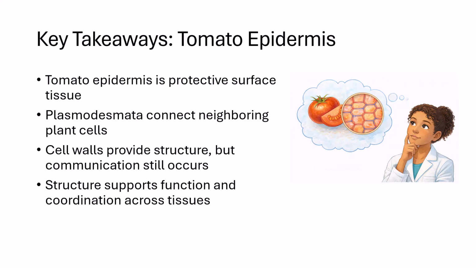The tomato epidermis is a protective surface tissue, but plant cells still need to communicate and share materials. Plasmodesmata provide direct connections between cells, allowing water, ions, and signaling molecules to move between neighboring cells. This activity reinforces a major theme in plant biology. Even with rigid cell walls, plant tissues function as coordinated systems, not isolated cells.